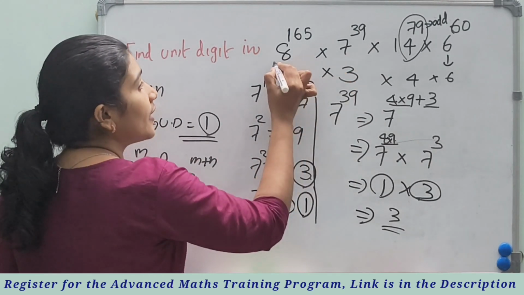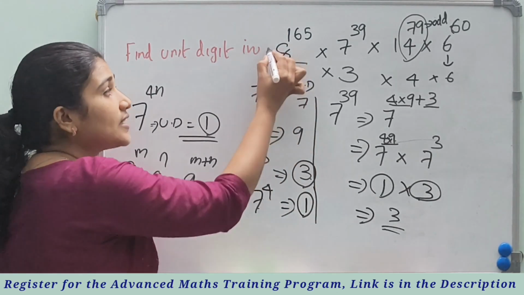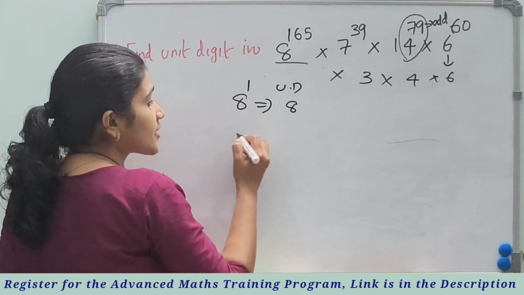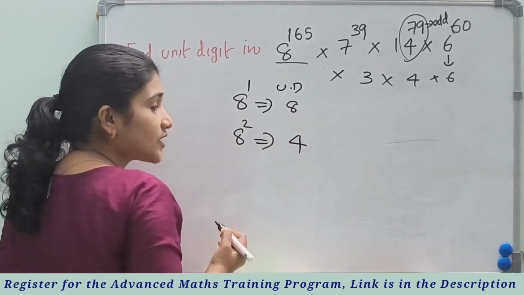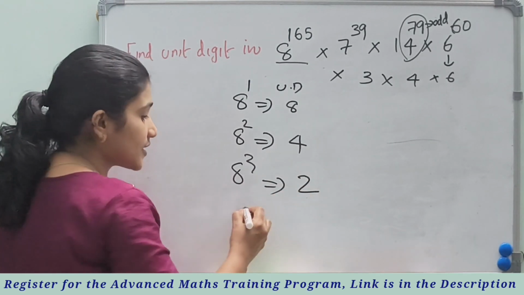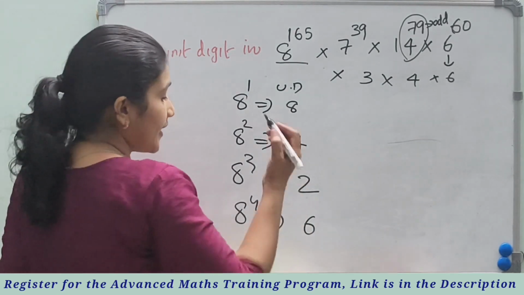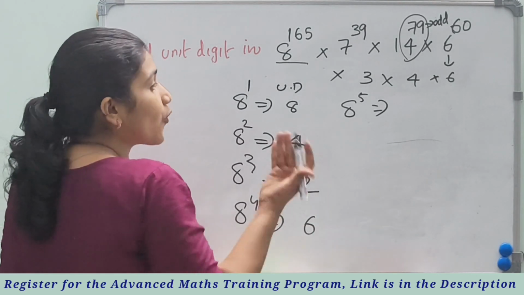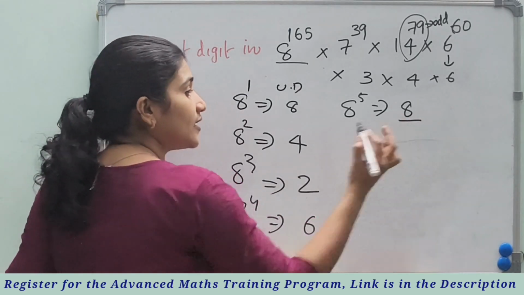Now we have to find unit digit in 8 raised to 165. To find that, we have to find the cyclicity of 8. Unit digit in 8 raised to 1 is 8, and unit digit in 8 square is 64, so 4 is the unit digit. Then 8 cube, 4 into 8, 32, 2 is the unit digit. 8 raised to 4, 2 into 8, 16, 6 is the unit digit. Again, 8 raised to 5, 6 into 8, 48. Again, we start with 8. When we start with 8, we can stop it there.